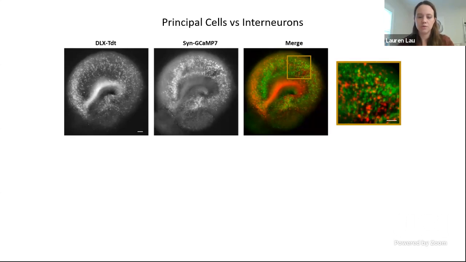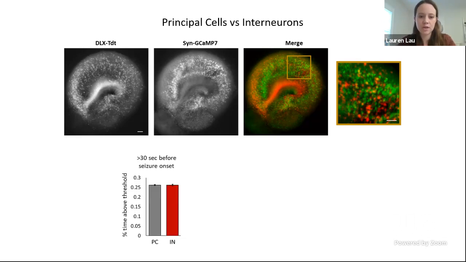So in the next section, I want to break apart the contribution of principal cells versus interneurons. And here I do that by using our DLX pre-labeled interneurons. Again, we have GCaMP7 under our synapsin promoter, and for the purposes of identifying interneuron versus principal cell here, all of my GCaMP positive, tdTomato positive cells are being considered interneurons, and GCaMP positive, tdTomato negative are principal cells.